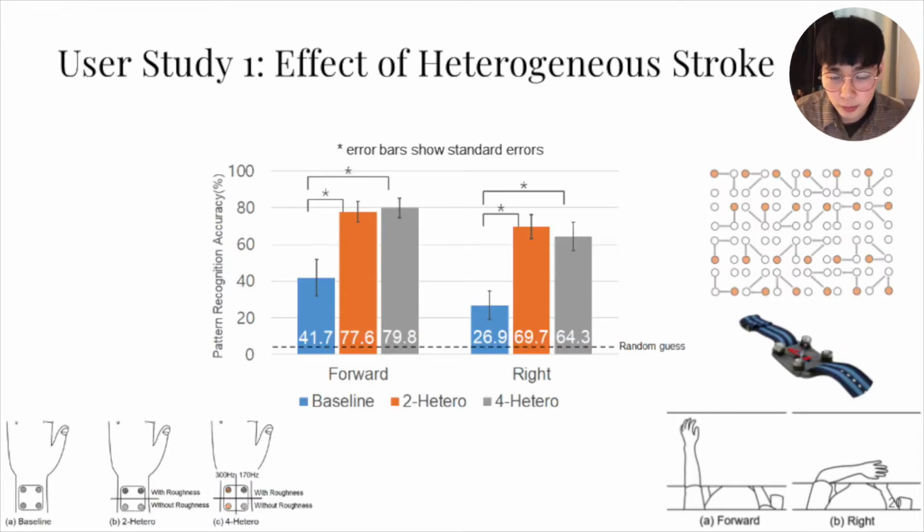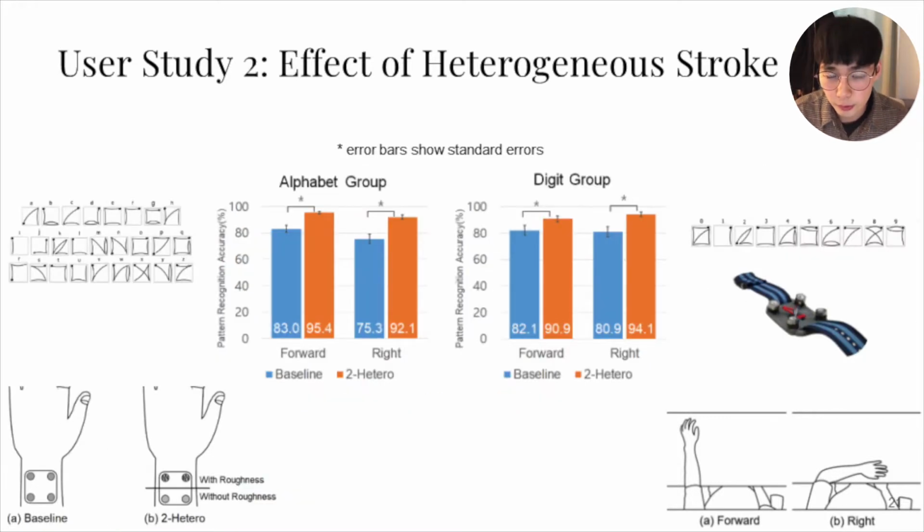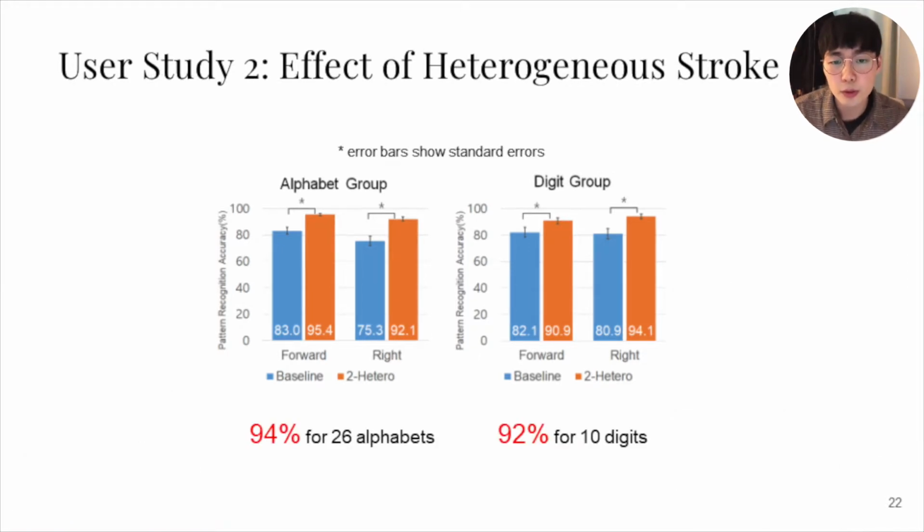In user study 1, the heterogeneous stroke method showed significantly higher accuracy than that of the baseline. And in the following user study 2, we tested the case of delivering alphanumeric characters. We showed that the heterogeneous stroke method showed significantly higher accuracy for every condition. And on average, we achieved high accuracy of 94 and 92% for 26 alphabets and 10 digits.